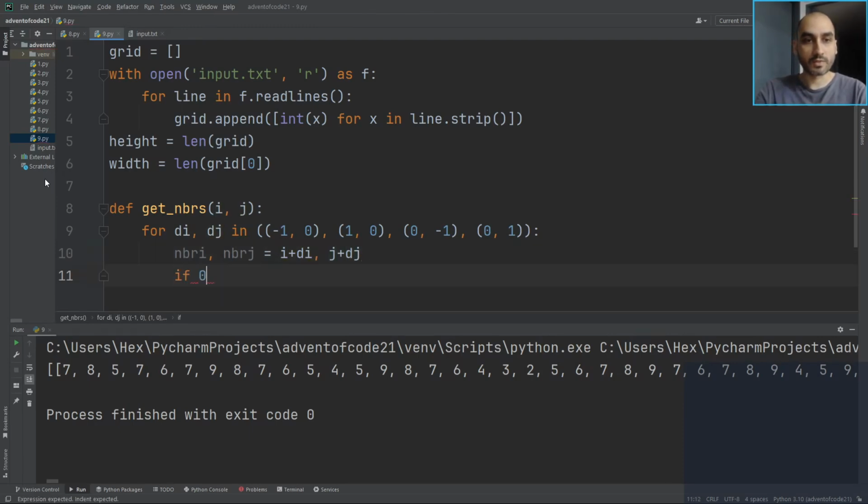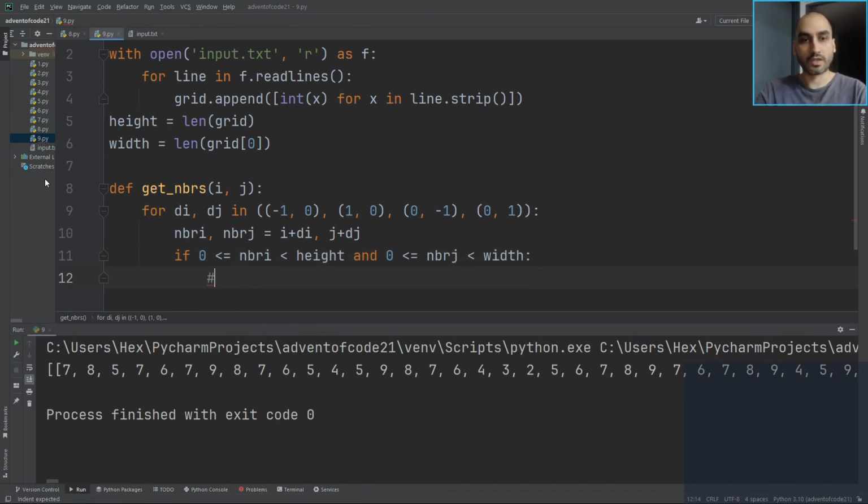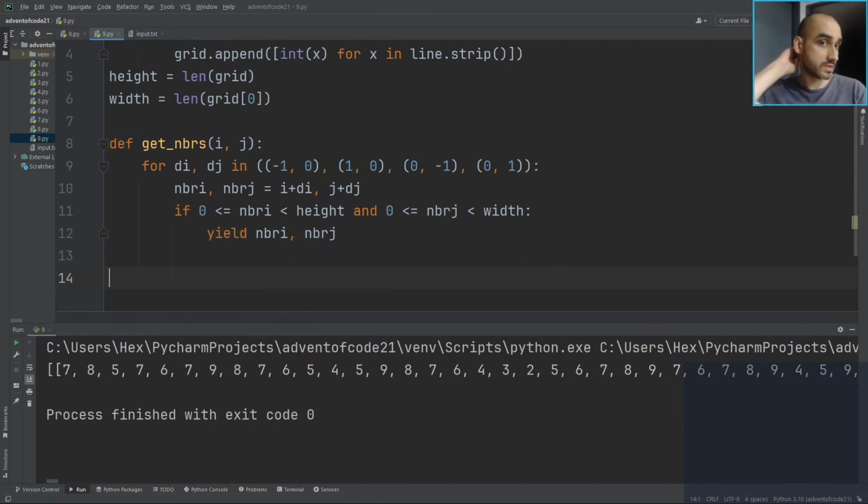If so, it's going to be 0 is less than or equal to neighbor i is less than height, and 0 is less than or equal to neighbor j is less than width. And this is a valid neighbor, so yield neighbor i, neighbor j. Okay, that's get neighbors.